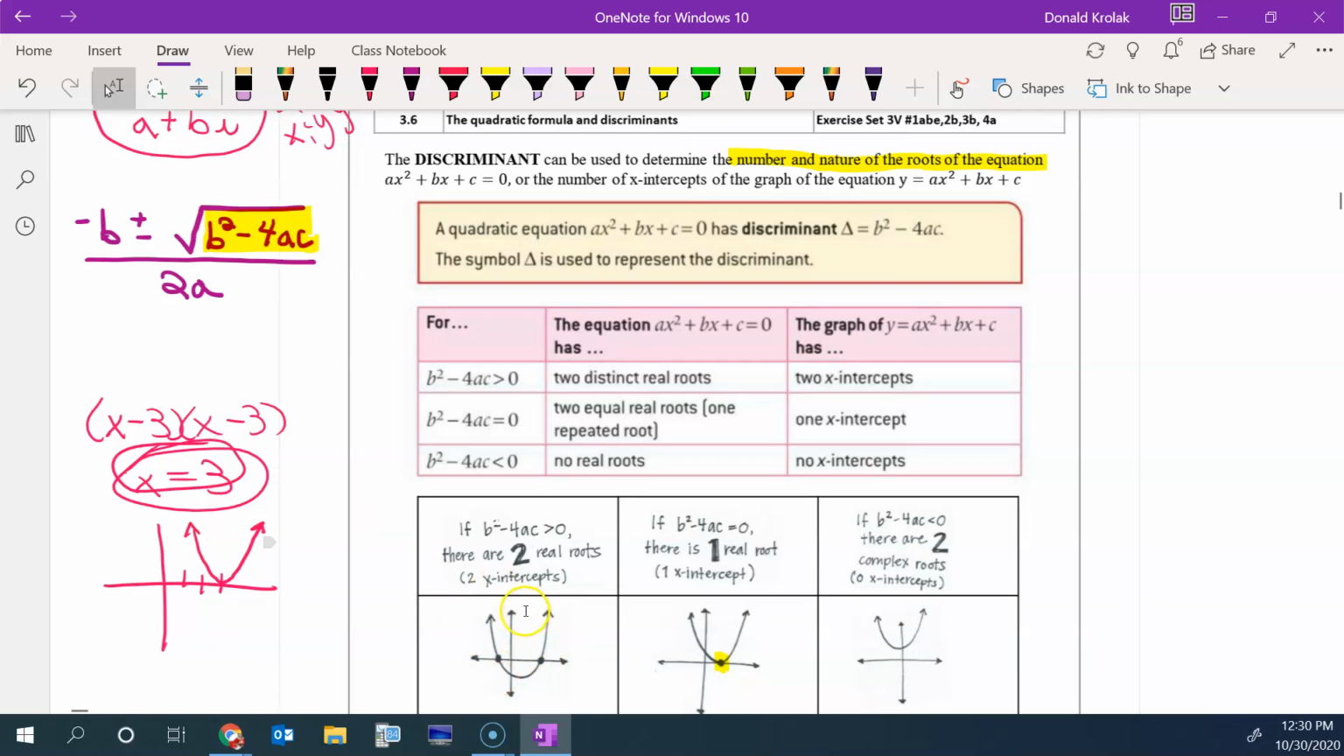Okay, so the discriminant tells you that. So here's the 3 cases you have. If your discriminant is positive, you got 2 distinct real roots. That means you got 2 x-intercepts. Okay, so that's this case right here.